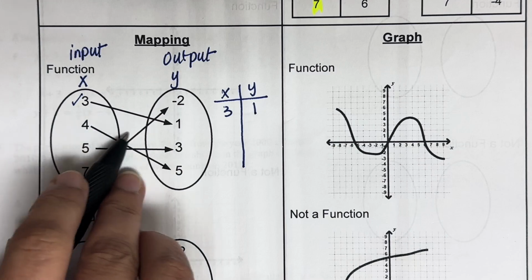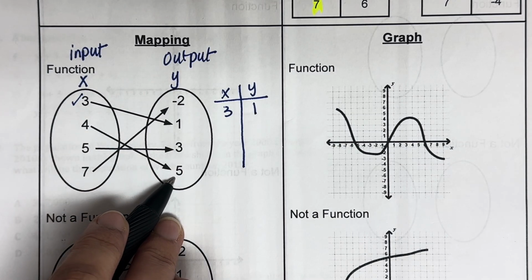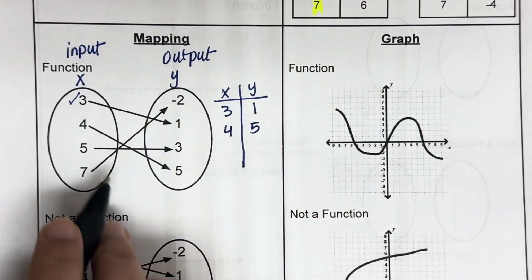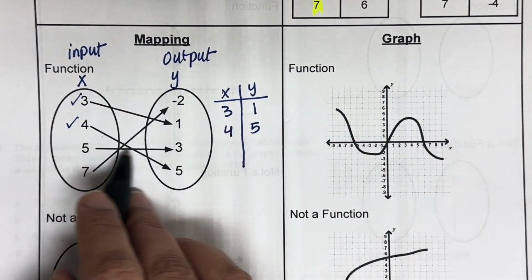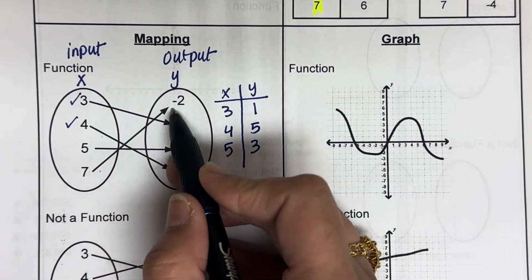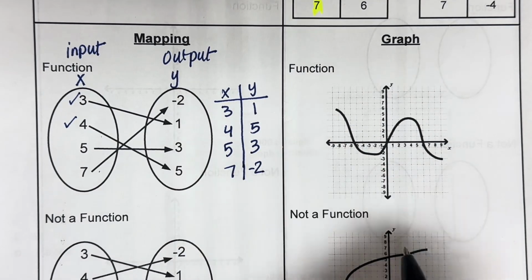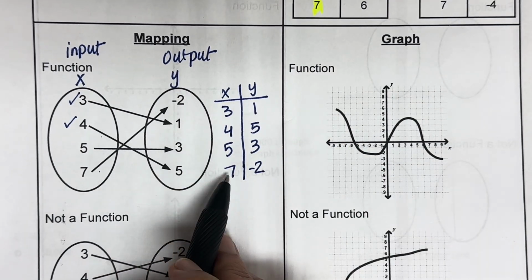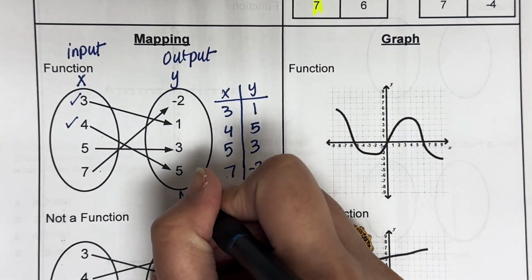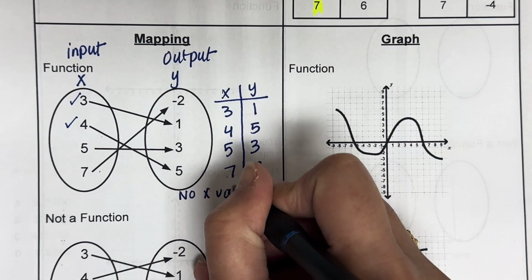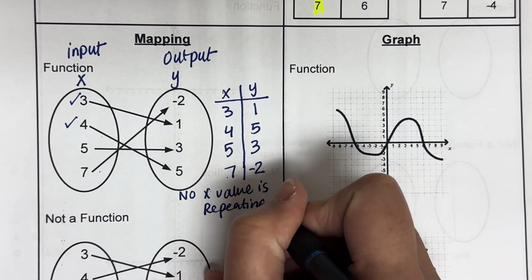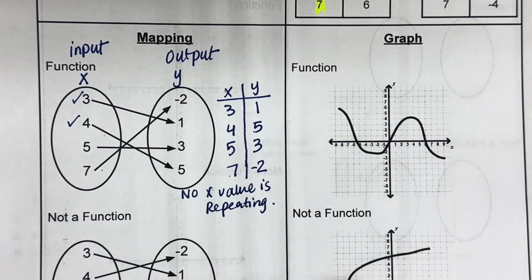4, there was no other line, so I'm done. 4 is linked with 5. No other, so good. 5 is linked with 3. 7 is with -2. 3, 4, 5, 7. This is a function because no x value was repeating. This is my reason. No x was repeating.